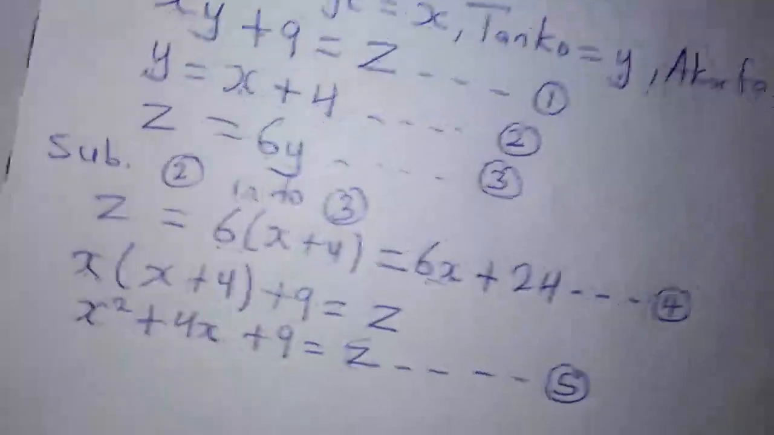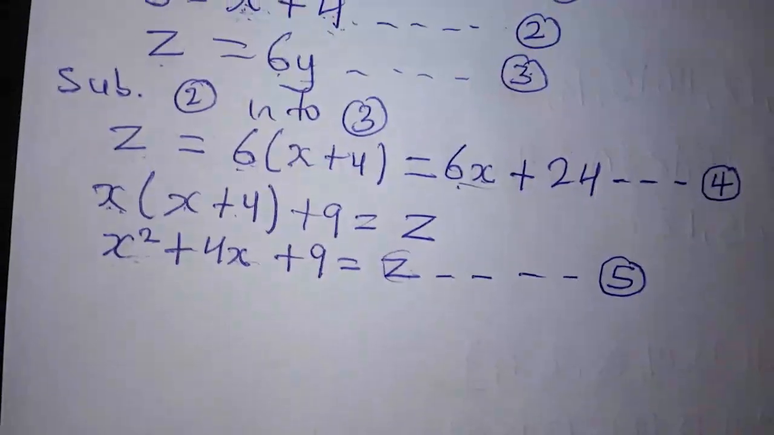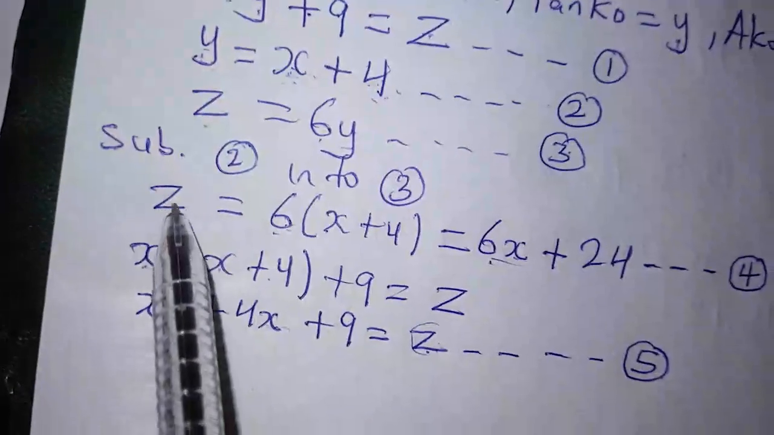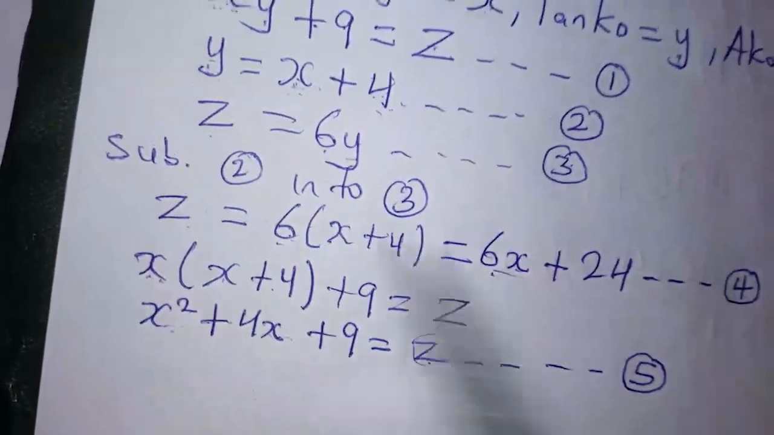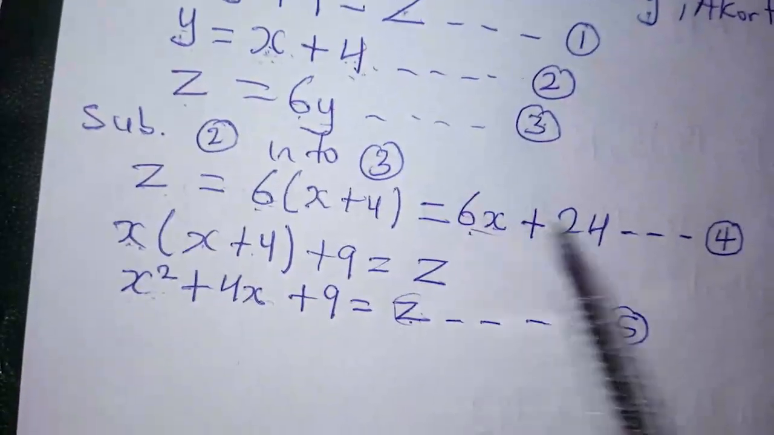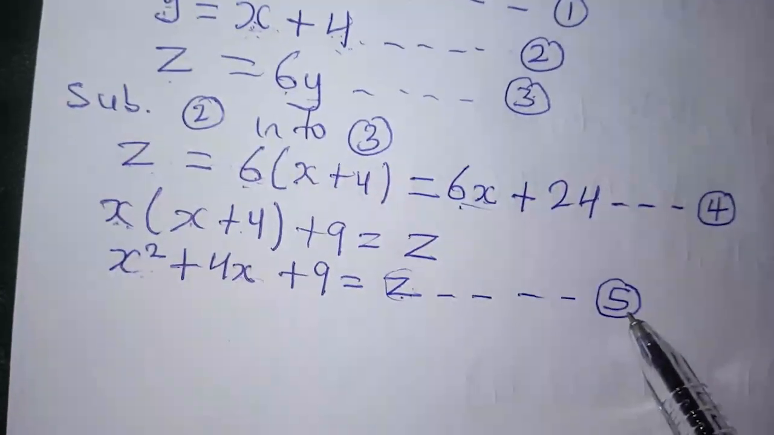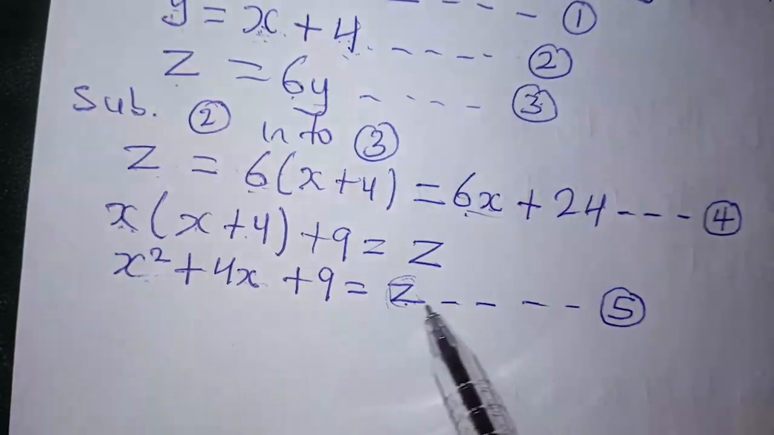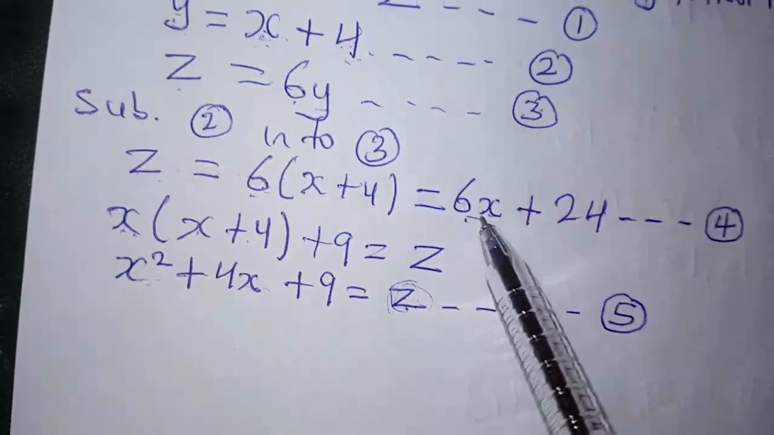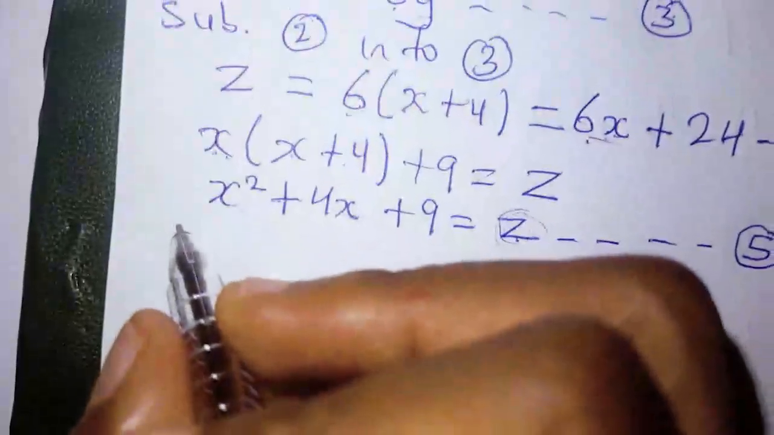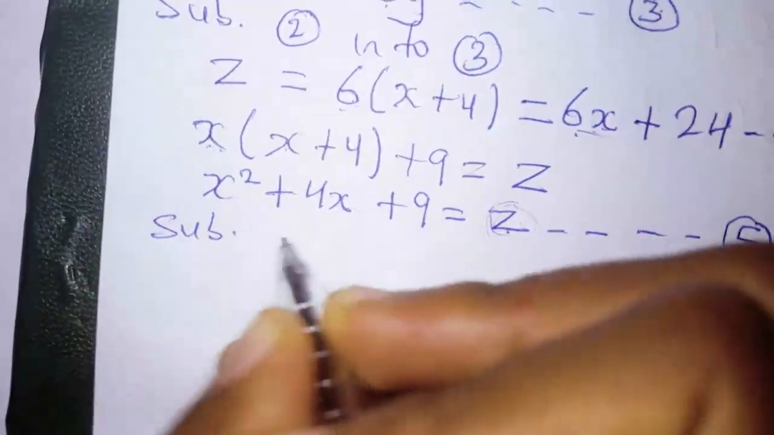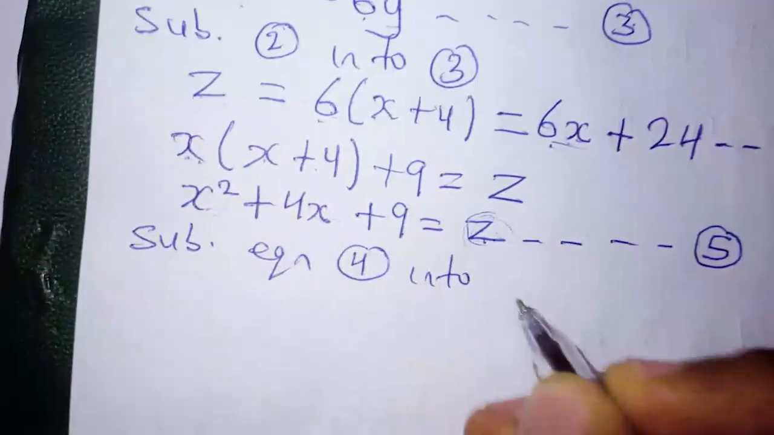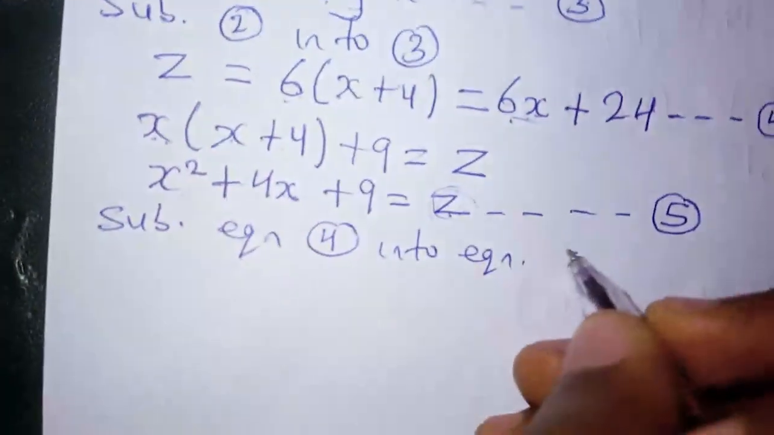It is fine. So what I'm going to do next is that I want this z to go away. And how do I do that? I'm going to substitute equation 4. Equation 4 is just z equals 6x plus 24. I will put it into equation 5. It means I'm replacing this z with 6x plus 24. So what I'm doing is substituting equation 4 into equation 5.